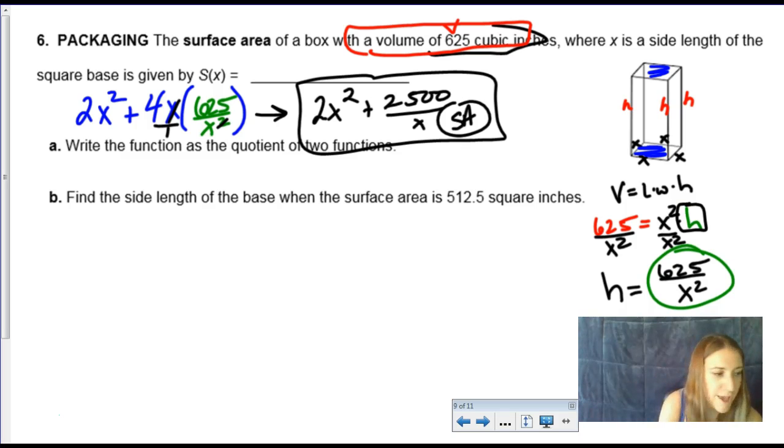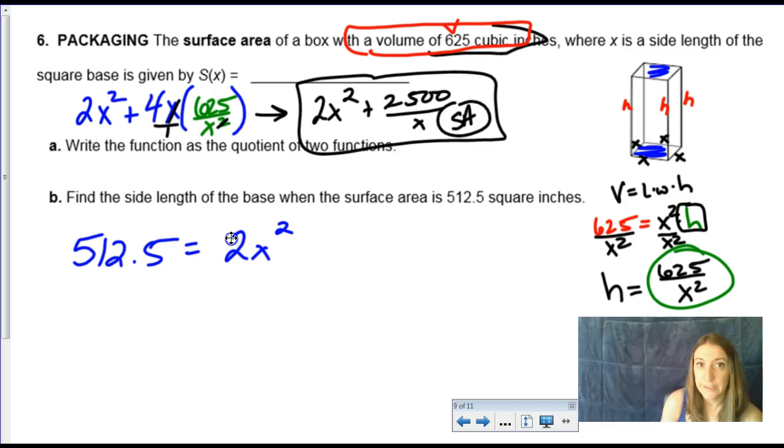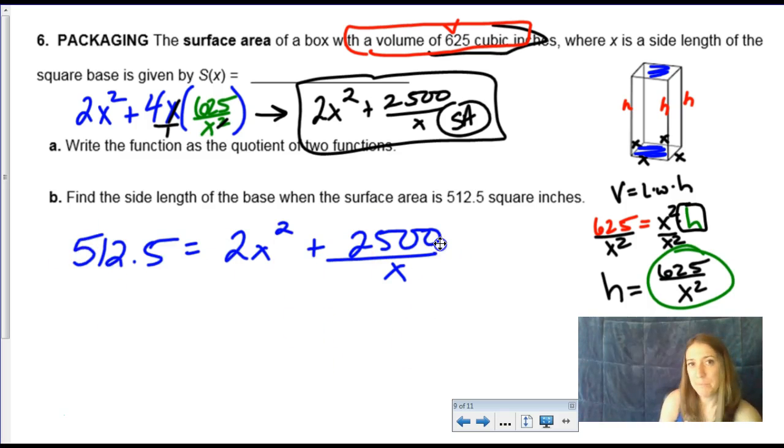Boom, there you go. And then it says to find the length of the base when the surface area is 512.5. So I could totally set up an equation. I sure could, but I'm not going to. It actually wouldn't be too bad to solve algebraically. You just multiply everything by an x, but you know what? I think I take that back because you're going to get a cubic. Ooh, I don't want to do that. Okay, we're going to use our calculator.